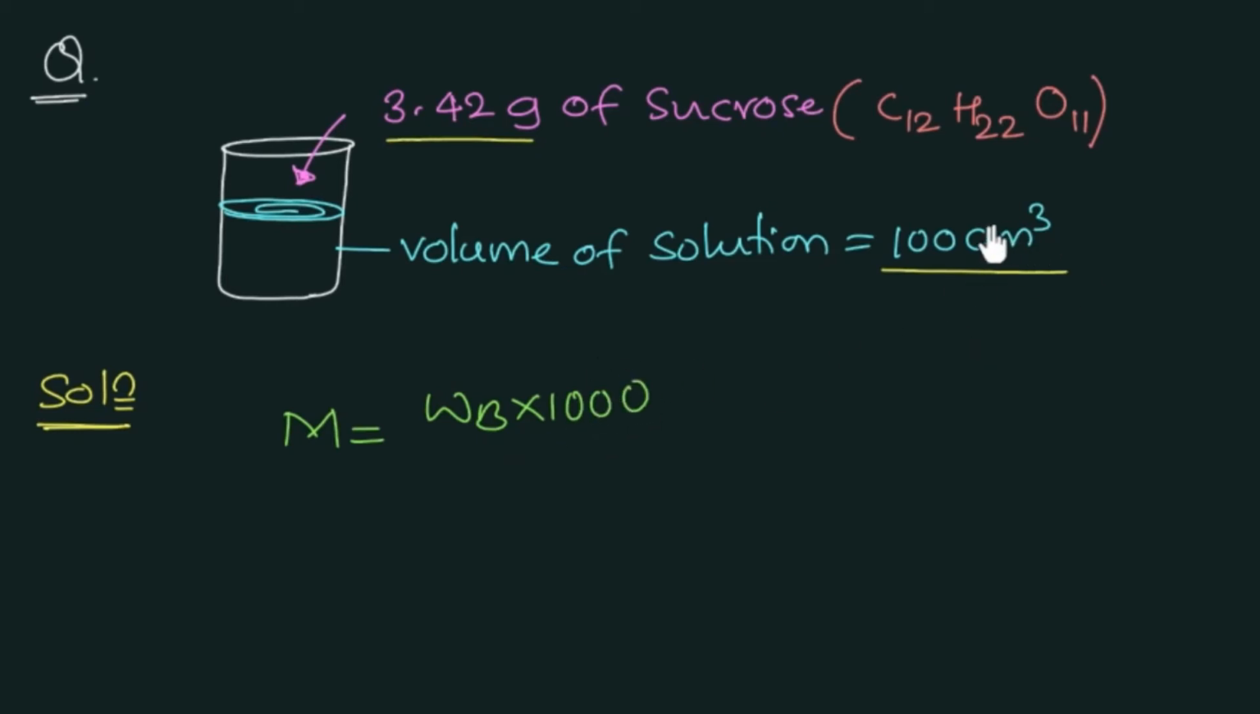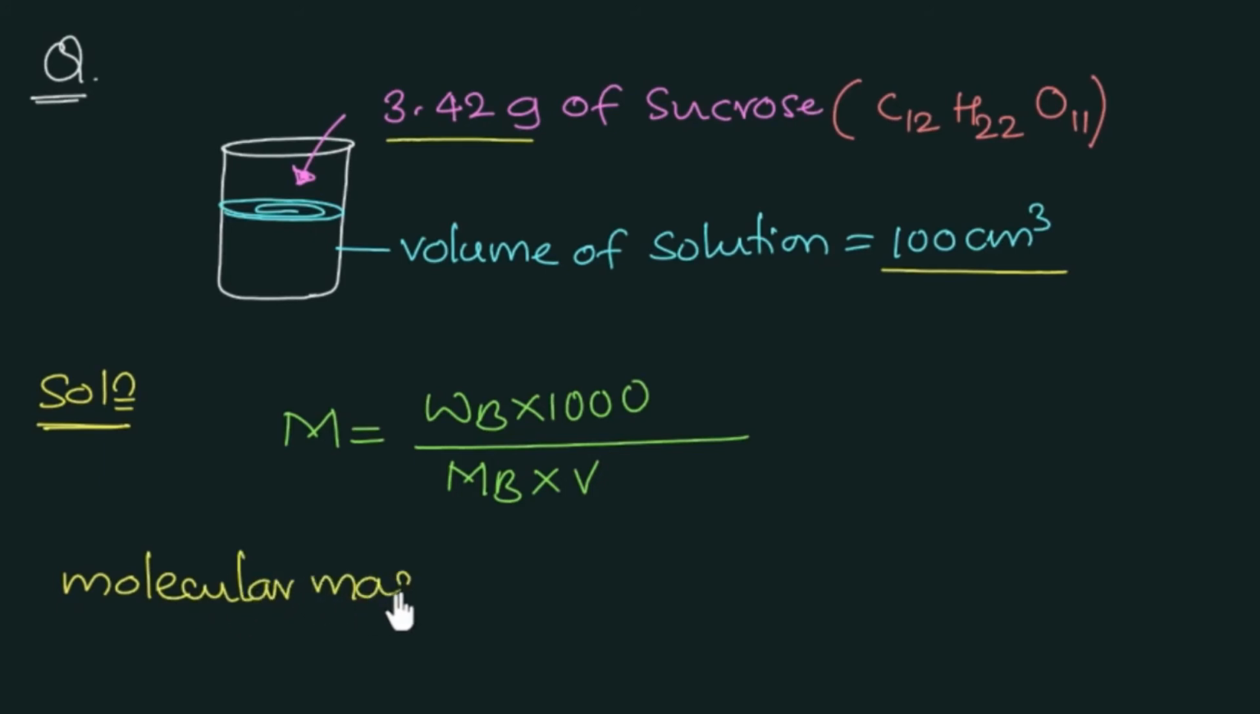If it is not given in cm cube, if it is given in liters, then you don't multiply with 1000. Now the whole is divided by the molecular mass of the solute, that is sucrose. We have to calculate this first. Then the volume, the volume is 100. Now first we have to calculate the molecular mass of the solute. So that is the molecular mass of sucrose.